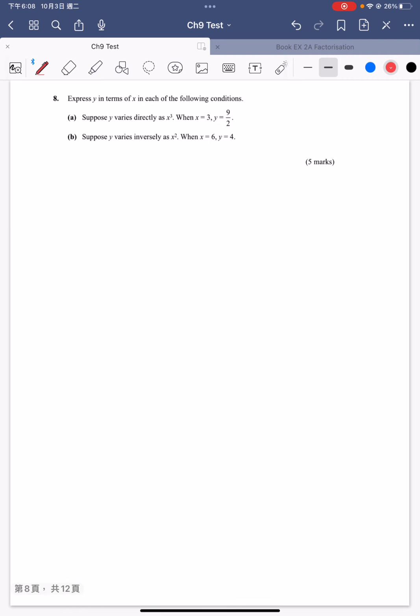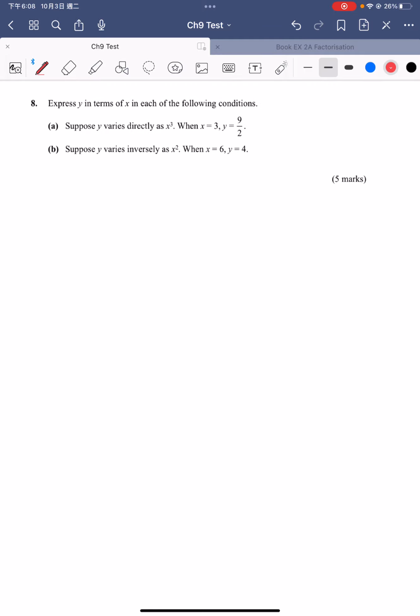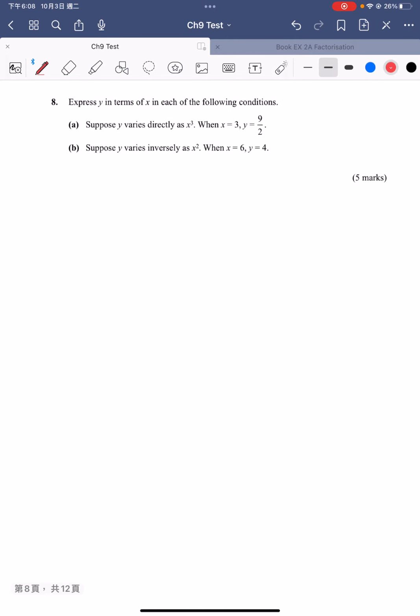So for question 8, starting with the long questions. So now we have y varies directly as x cubed. So first of all, we have y is proportional to x cubed. Then we can write y is equal to kx cubed. Then we substitute in the condition. We have 9 over 2 equal to k times 3 cubed. 3 cubed will give you 27.